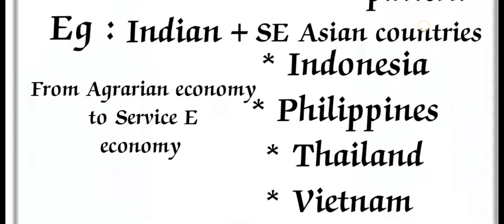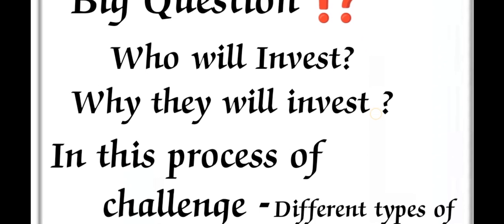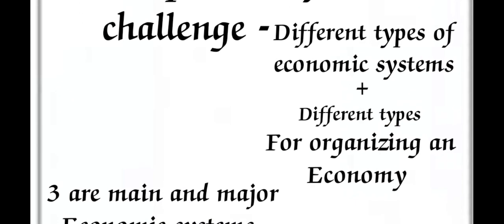Coming to the economic systems, there is a big question in the society, that is who will invest. For production we can produce anything, we can manufacture any goods, but who will make it? It means who will invest in the production process. This is a big question in the society. It means who will invest and why they will invest. In this challenge, different types of economic systems and different types of organizations are there.